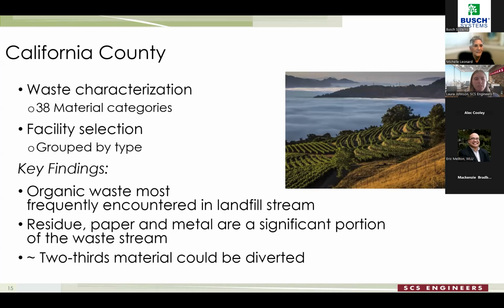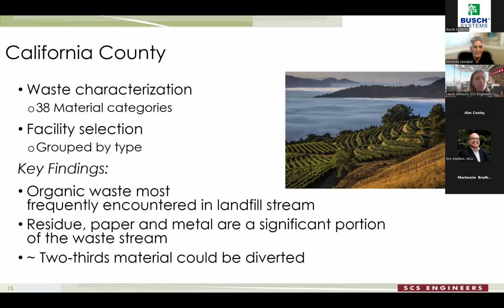So the first one I do want to touch on is a county here in California, where their primary objective was specific to their county facilities. They really wanted to walk the talk, if you will. They're the ones educating everyone on how to do proper sorting, but they wanted to see how they were performing as well and benchmark against their zero waste implementation plan, which set zero waste goals for further county facilities reaching zero waste by 2030.